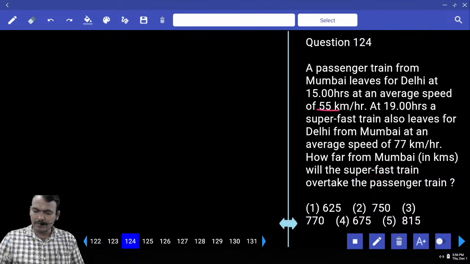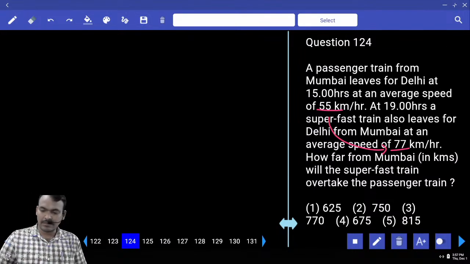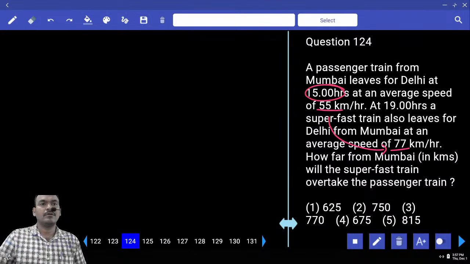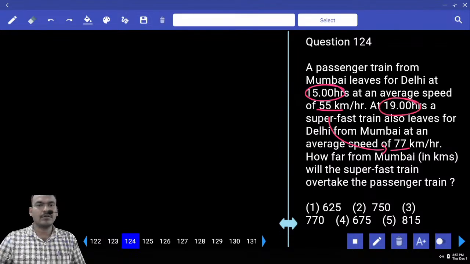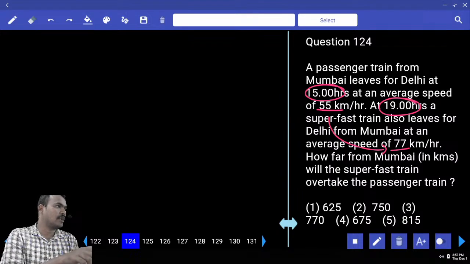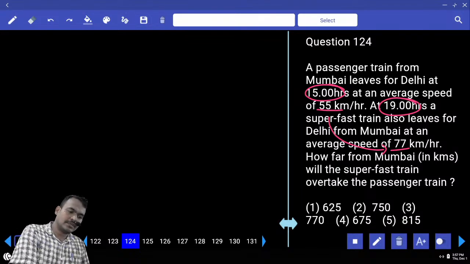What is the first one's speed? 55. Second one's speed? 77. Speed increased or decreased? Increased. What is the first one's starting time? 15 hours. Second one's starting time? 19 hours. What is the difference in time? 4 hours, or not? Speeds are given, difference in time is given. We require which one? Distance value or time value? Distance value. What is the distance concept?